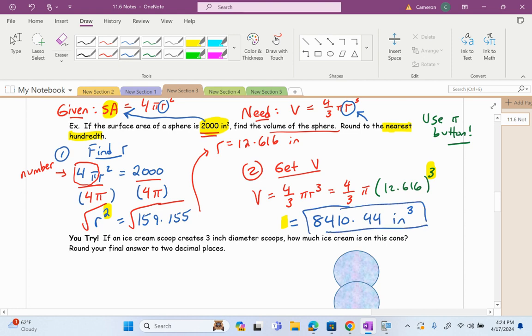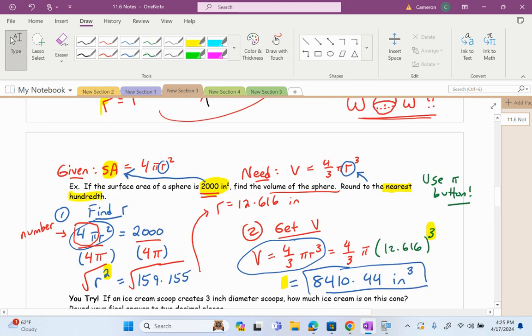Okay. And you're going to get problems, I think on Math Excel, I have a couple where it goes backwards. They might give you the volume, so you might actually start with this formula, and you'll have to multiply both sides by 3/4, divide by pi, cube root, get the radius, and then go over here to the surface area formula and plug it in to get the surface area instead.